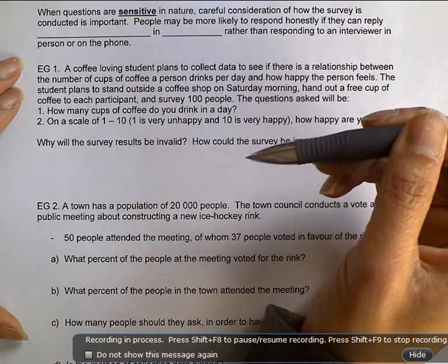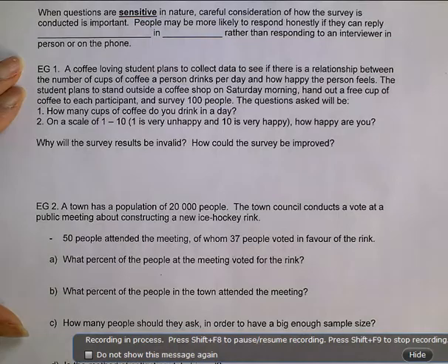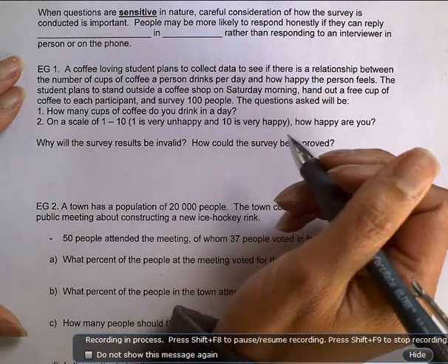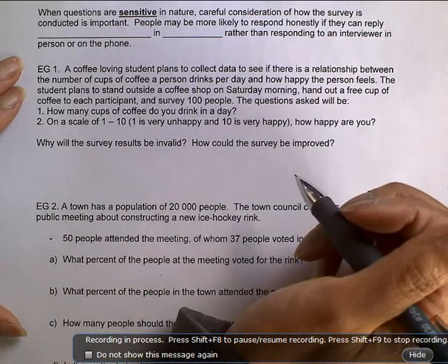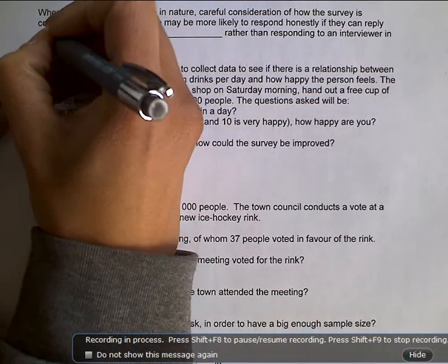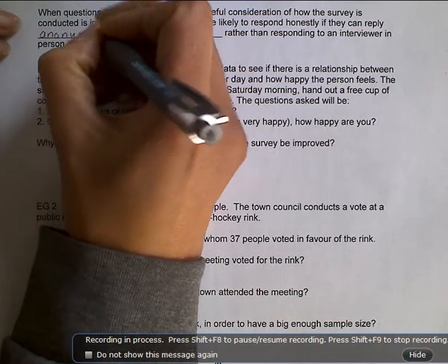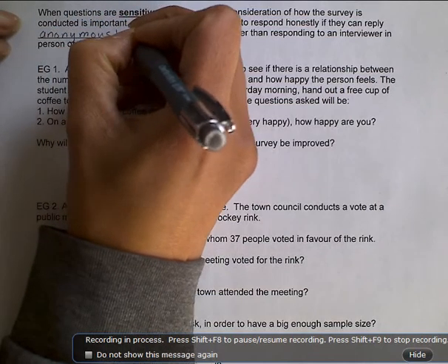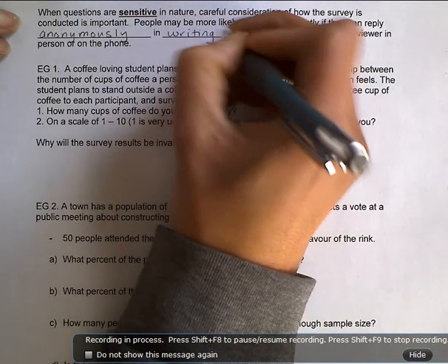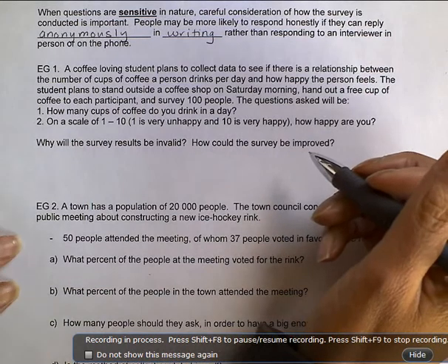So when questions are sensitive in nature, where someone might be embarrassed by their response, or maybe it's dealing with some personal and confidential information, there needs to be careful consideration of how the survey is conducted. People may be more likely to respond honestly if they can reply anonymously in writing rather than responding to an interviewer in person or on the phone.